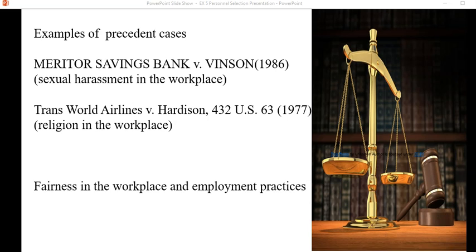In the next case, Trans World Airlines versus Hardison, the plaintiff claimed religious discrimination, a violation of 703 Section A. Hardison was transferred and could not work on Saturdays due to his religious belief in observance of the Sabbath. The court ruled that Trans World Airlines had not fulfilled its obligation of observing religious practices. Fairness in the workplace and employment practices.